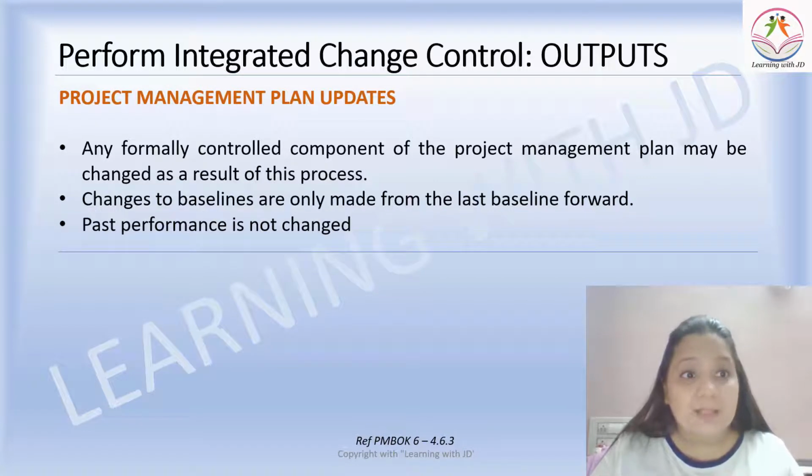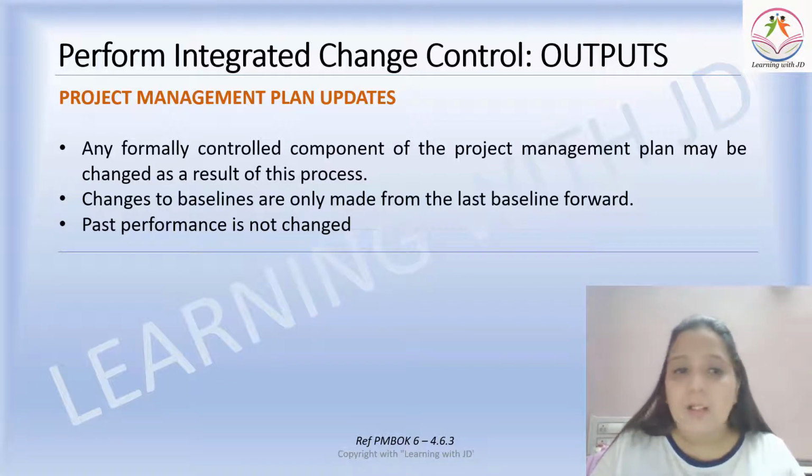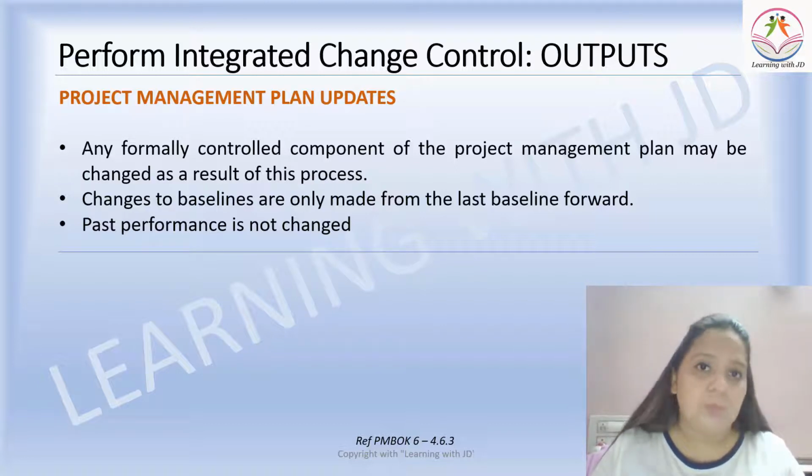The project management plan now gets updated. Any formally controlled component of the project management plan may be changed as a result of this process. Changes to the baseline are only made from the last baseline forward. Whatever was updated in the last baseline, from that onwards the changes will now be updated. Past performance is not changed. Remember, this is very critical. Underline this: your past performance will not change. Whatever changes to the baseline happen will be from now onwards. Whatever has happened earlier has happened.